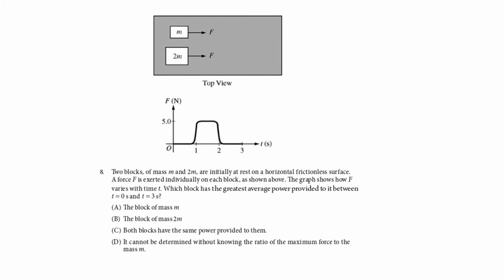Two blocks, mass M and 2M, are initially at rest on a horizontal frictionless surface. The force F is exerted individually on each block shown above. The graph shows how it varies with time. Which block has the greatest power? So we're looking for power here.